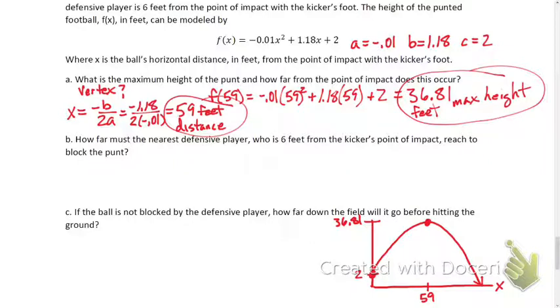So a defensive player is 6 feet from the kicking spot. So see where the 2 is and the dash right here? That's where the kicker is. So there's someone right here at 6 feet from the kicker. And part B is asking, how high does this person, this defender, need to jump to block the punt? So I come over here, they make it sound so complicated, and all we have to do is plug in 6.